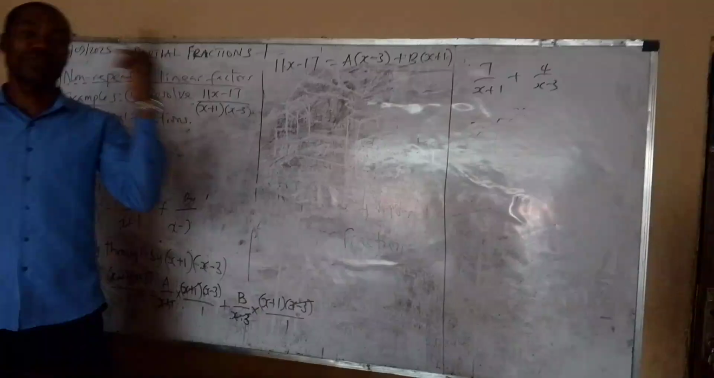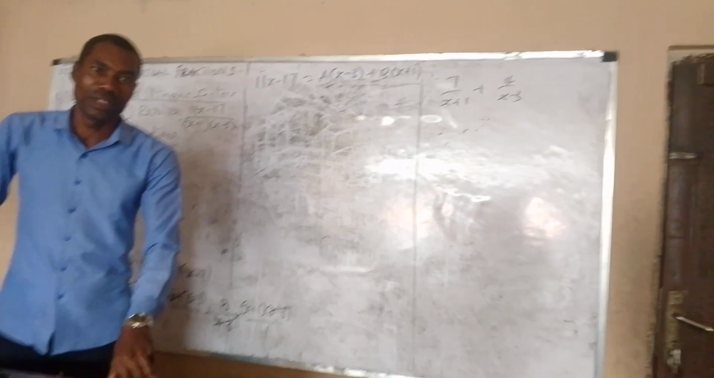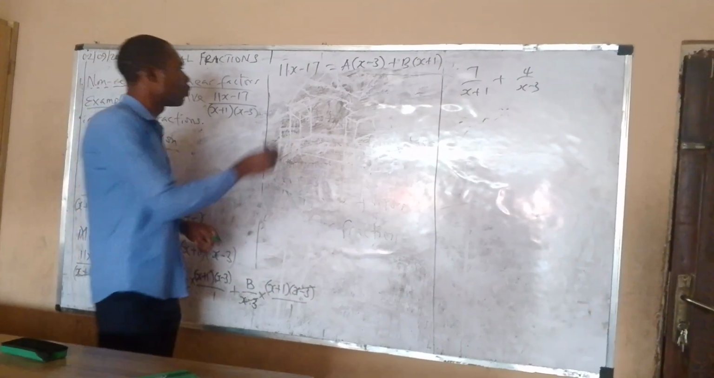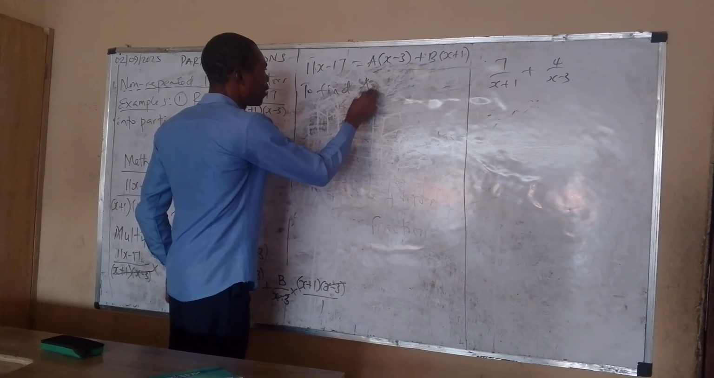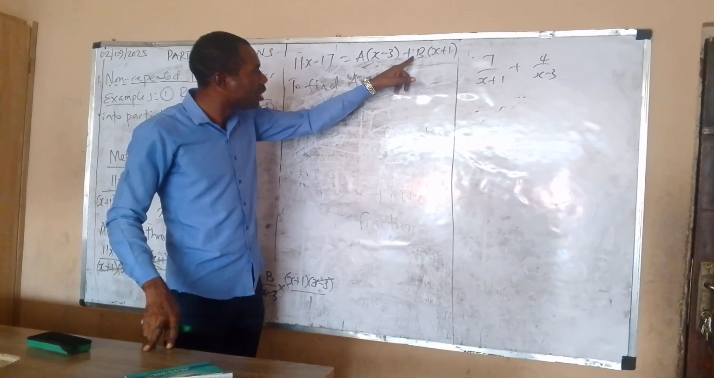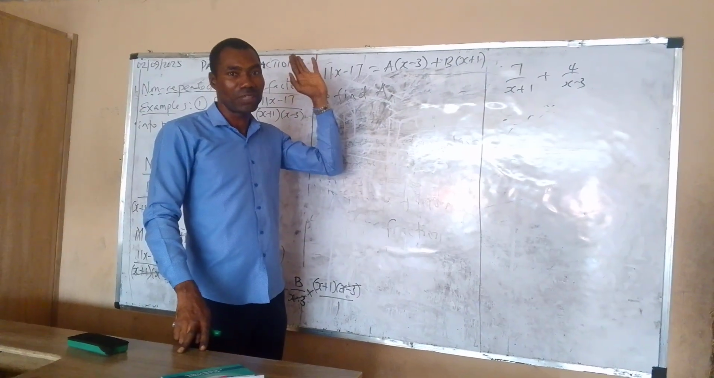Now, we want to find our a and b. You can find any of them first. Pick any one you like. Let's find a first. To find a, it means I need to eliminate this b. So I will have only a left. And then I find my a.